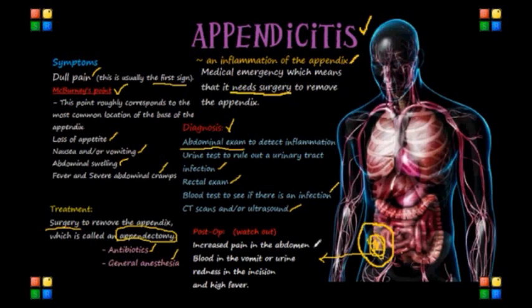Now, after the appendectomy, post-op, as the nurse, you have to make sure to watch the patient for signs of increased pain in the abdomen, or especially blood in the vomit or in the urine, redness in the incision area, or a high fever, because any of these signs can trigger a major issue. Therefore, the physician should be prompted as soon as possible, okay?